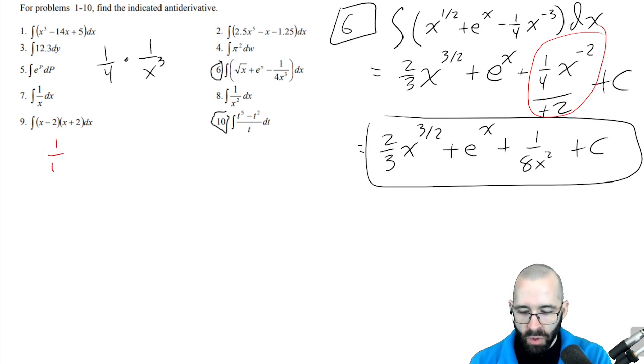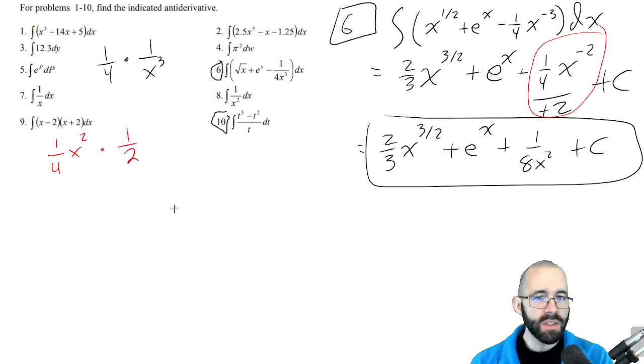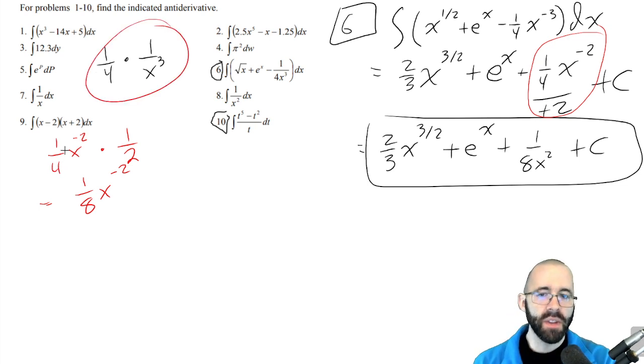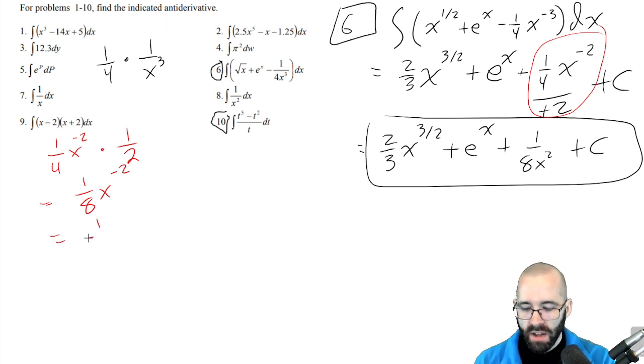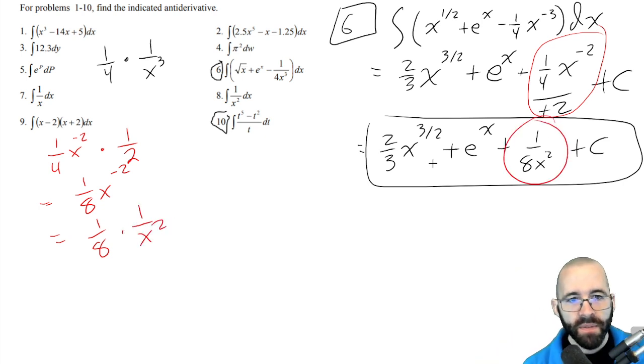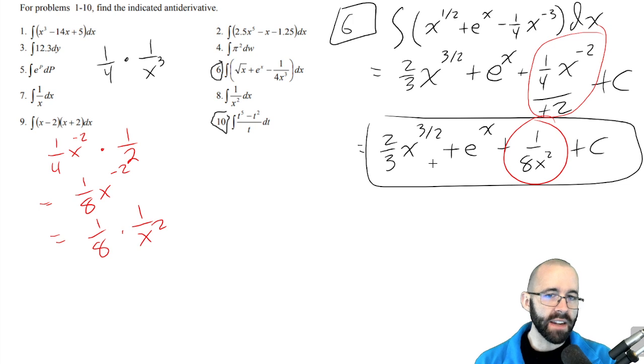this is 1/4 x to the negative 2 divided by 2. Dividing by 2 is the same as multiplying by 1/2. So that's 1/8 x to the negative 2. And now we just essentially do this idea again, but backwards. 1/8 times 1 over x squared. And that's where this 1 over 8x squared came from.